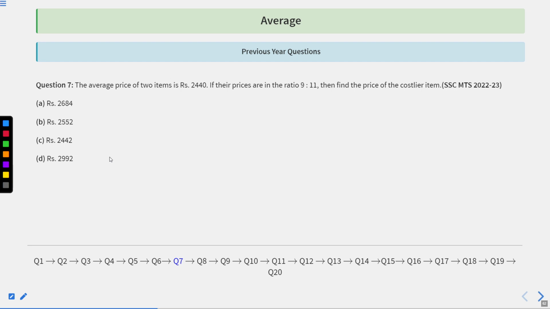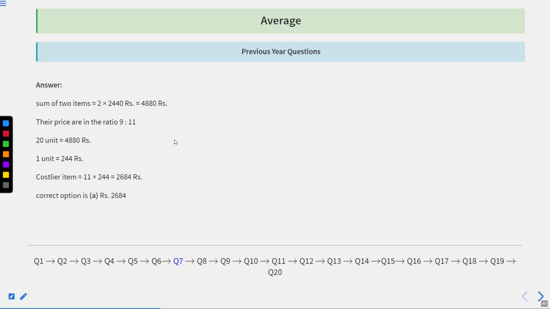Let us move ahead to problem number 7. The average price of two items is 2440. If their prices are in ratio 9:11, then find the price of the costlier item. So here there are two items and their average price is 2440 rupees, and their price ratio is 9:11, and we are interested in finding the price of the costlier item.